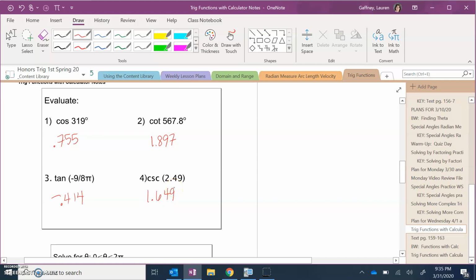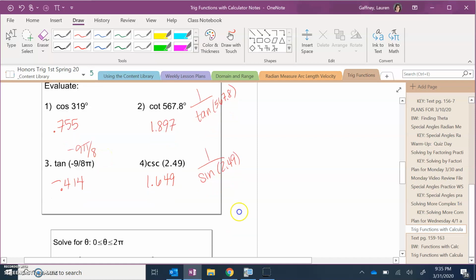Okay, hopefully you remember to switch your mode. You did the first 2 in degrees, the second 2 in radians, and you got those values. Remember, for the cotan, you need to do 1 over tan of that value. And for cosecant, 1 over sine of that value. And remember, this is technically negative 9 pi over 8. It's just not written right.